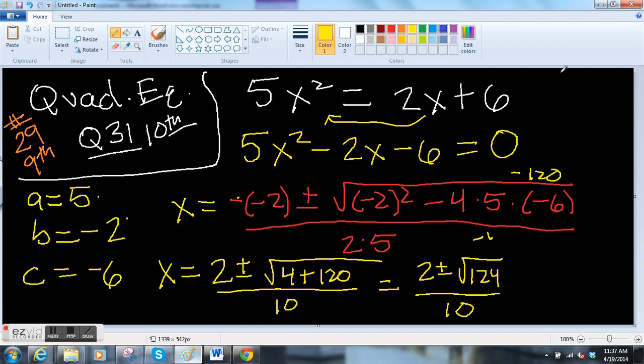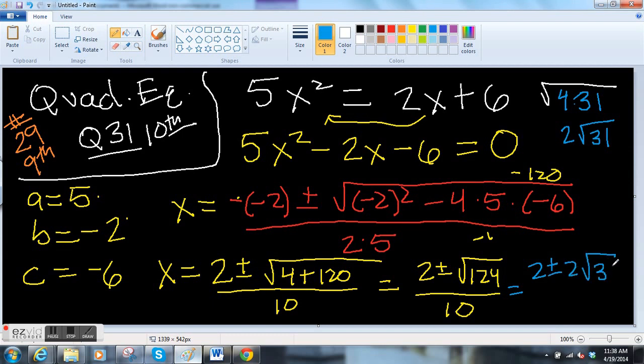I want you to reduce this a little bit, and what you can remember is that the square root, kind of play with it in your calculator for a second, and 124 is 4 times 31. So really this is equal to 2 times the square root of 31. And I just messed around with this. I divided it by 4, I divided it by 9. I was like, 4 works. So you have 2 plus or minus 2 square root of 31, all divided by 10.